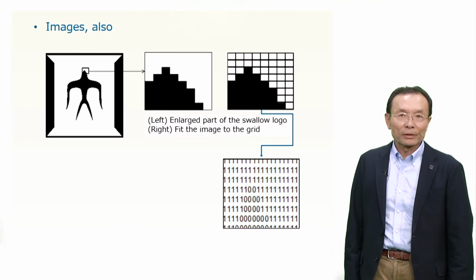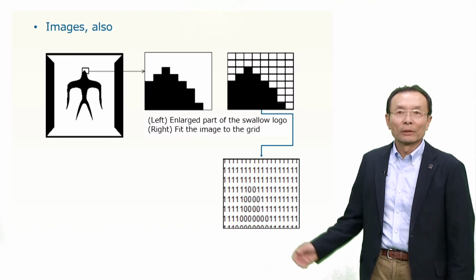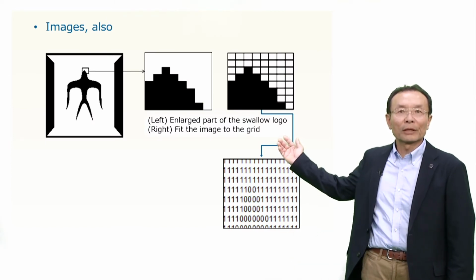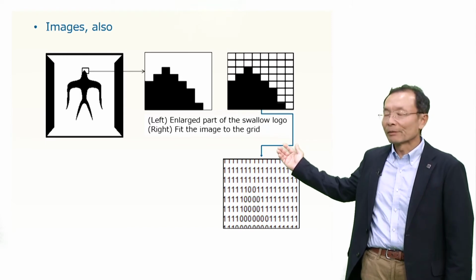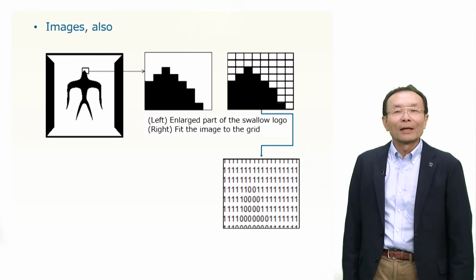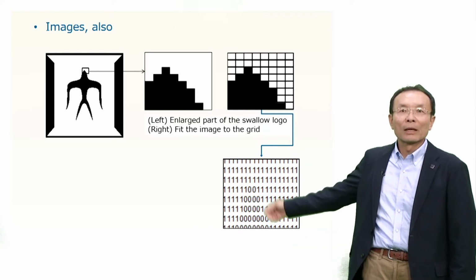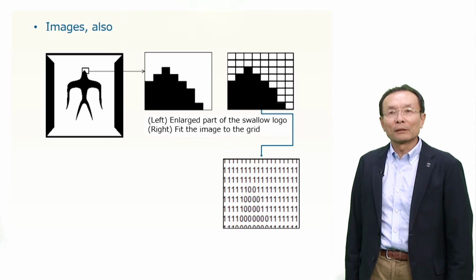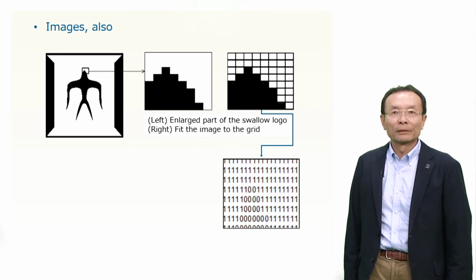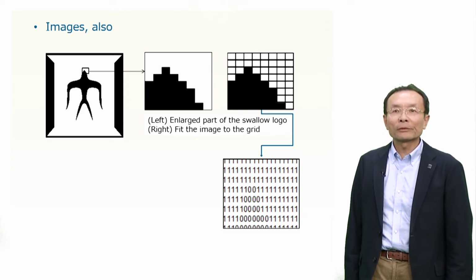How about images? Here is a swallow, the logo of Tokyo Institute of Technology. Please remember it. This is a black and white image, but its jagged edges are visible if you look closely. It looks like this when enlarged. Let's apply graph paper to it. Then there are black squares and white squares.